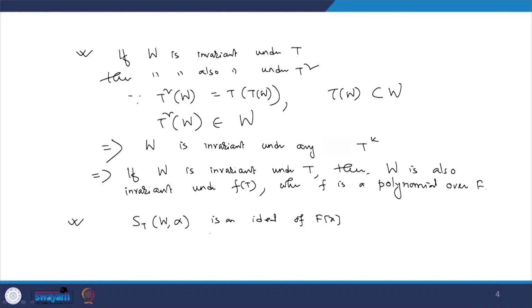The ideal generally we say when left ideal equals right ideal, then I will simply say that it is an ideal. I do not want to confuse it. So, simply a subset of F[x] will be an ideal if it satisfies the definition of a group with respect to vector addition, and of course it satisfies the closure property with respect to multiplication, and if f belongs to S_T(W) and g belongs to F[x], then g times f must belong to S_T(W). Then only can I say S_T(W, alpha) will be an ideal. Okay, so let me prove this one.